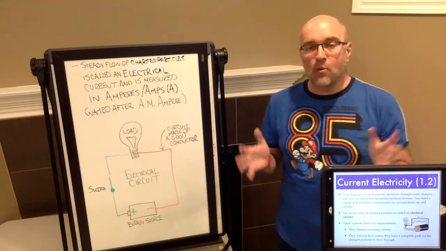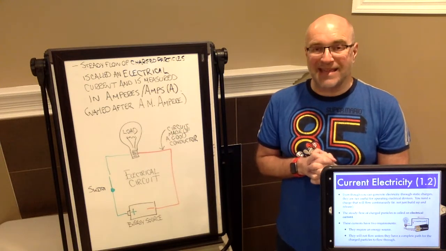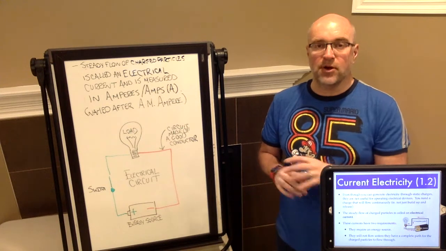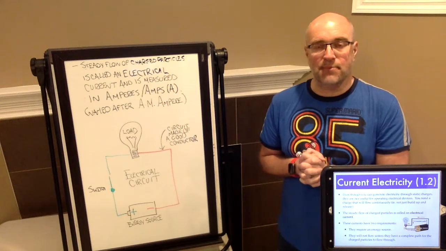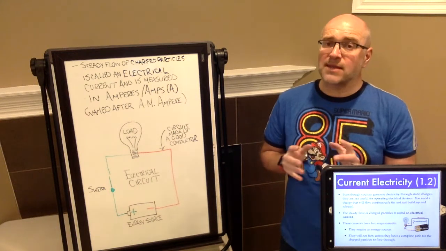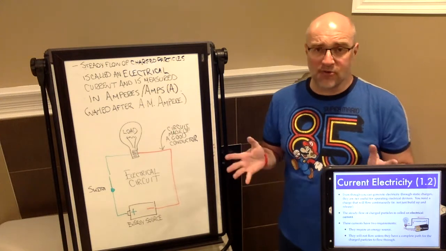A current is simply a steady flow of charged particles that are moving through what we call a circuit. I'll be getting to what makes up a circuit in a couple of seconds. But in order to create that current, we need a couple of things. First, we need a power source. We need some kind of an energy source.